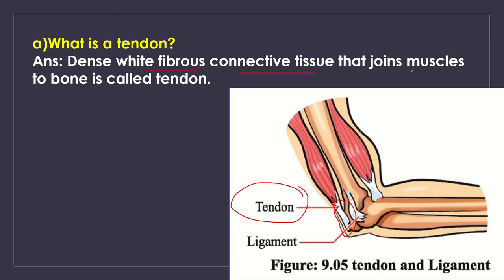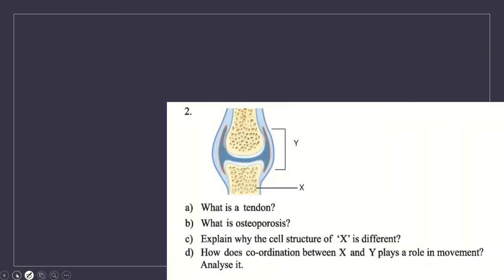It is a connective tissue that joins muscles to bones. Here is a muscle and here is a bone. So it joins bones to muscle, that is tendon. So here is a question, what is tendon?